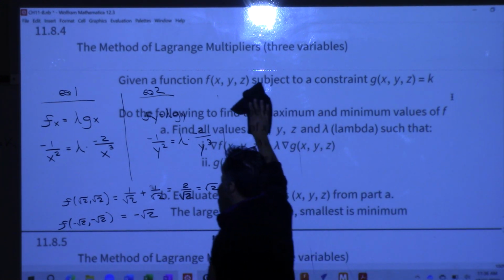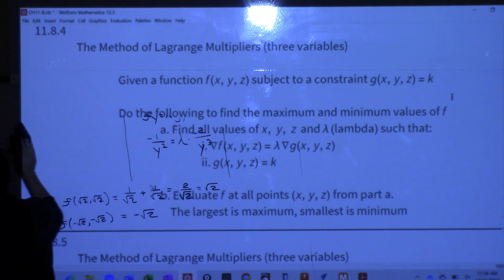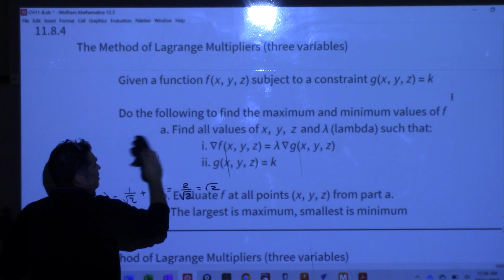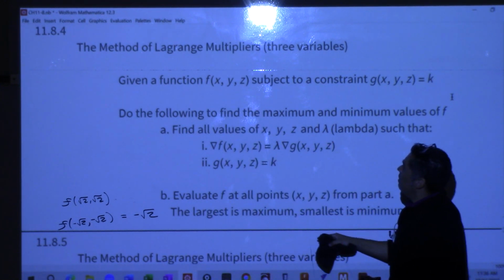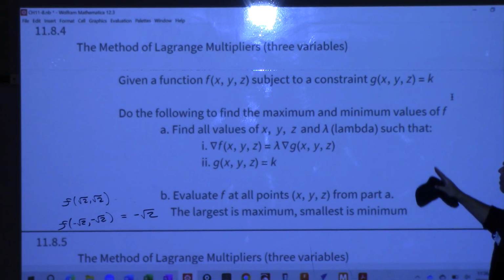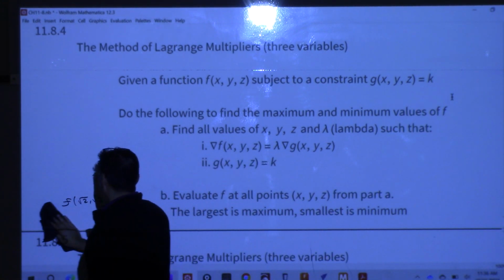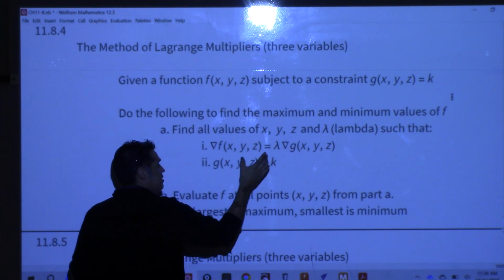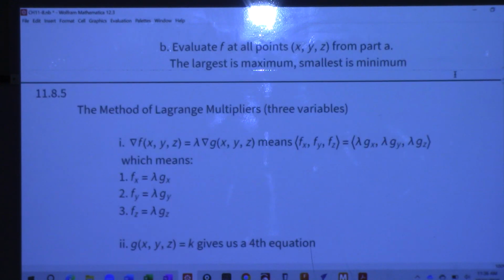What if, this is what I alluded to at the end of class last time, this is all great if we have a function of 2 variables subject to a constraint, but Lagrange extends into functions of 3 variables with a constraint equation. So if your function is a function of 3 variables, x, y, and z, and your constraint equation contains 3 variables, then we still are going to set the gradient of f equal to lambda times the gradient of g, and we still have the constraint equation, but that's going to give us a total of 4 equations that we have to satisfy.